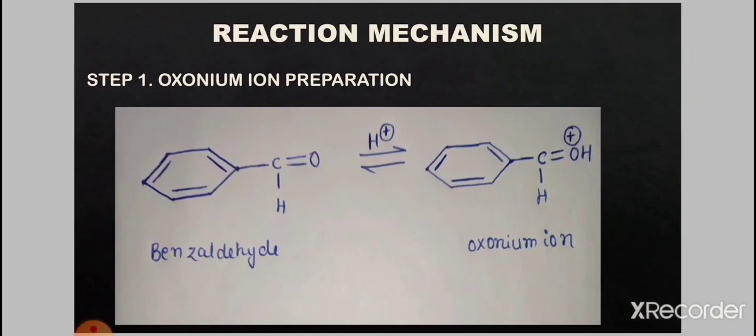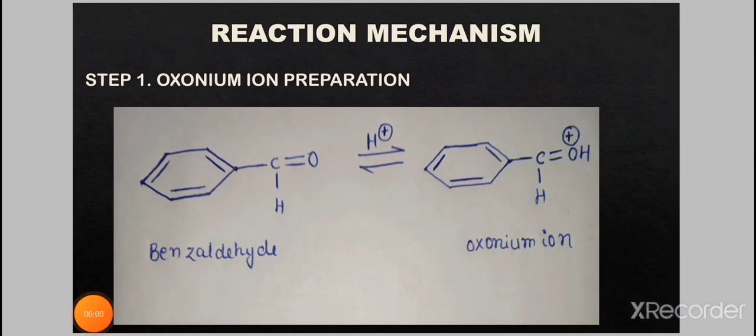Now let us talk about the reaction mechanism of this reaction. The reaction mechanism of 2,4-DNP of benzaldehyde occurs in 5 steps. The first step is oxonium ion preparation. A proton will attack the benzaldehyde oxygen. The resulting product will be an oxonium ion. We can see it on the screen.